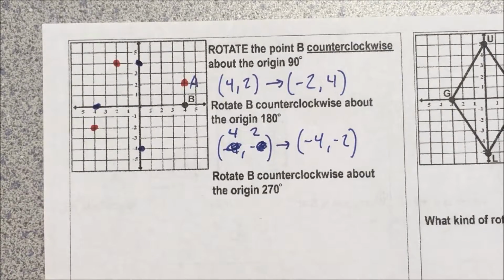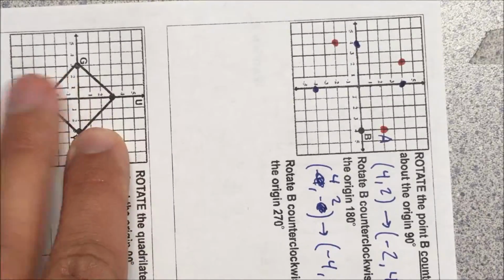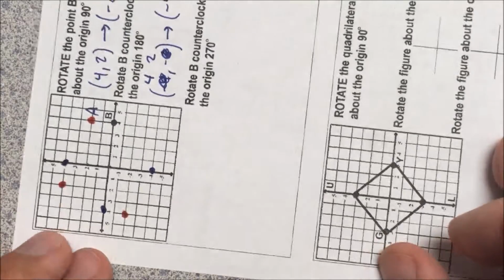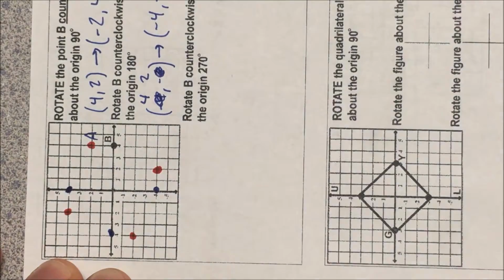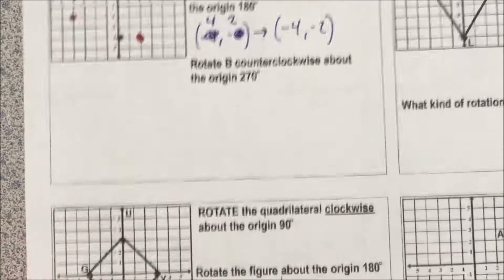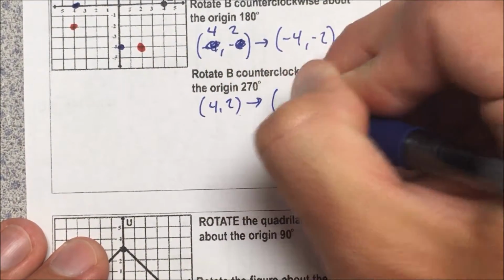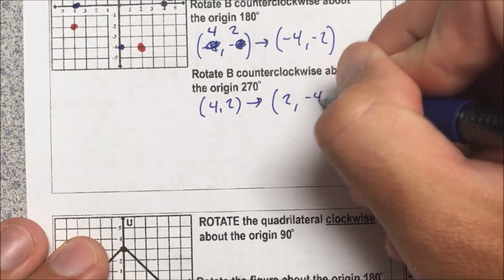If I want to rotate that red point, point A, 270 degrees, I'm going to turn it 90 degrees, 180 degrees, and 270 degrees. And I'm going to go right 4 and up 2, just like I did on the other ones. And so at this point, we started at 4, 2, and we ended up at 2, negative 4.